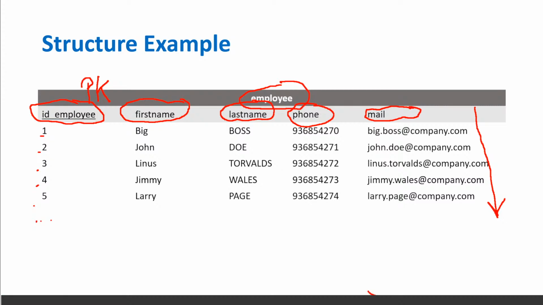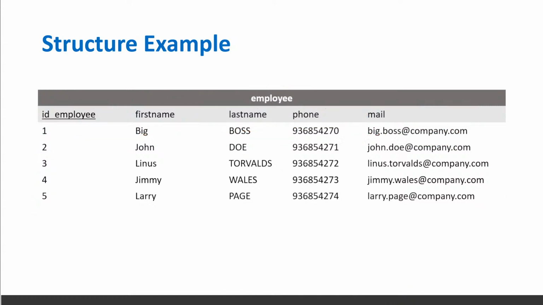But also, as we can see here, each one of these lines going across, each row or each record, which is the terminology we use here, is related to one specific employee. Employee with ID 1 is Big Boss. Their phone number is 936-854-0270, and that's a fake number, so it's the wrong number of numbers. And then their email address is big.boss@company.com. That's all the information related to a singular individual.